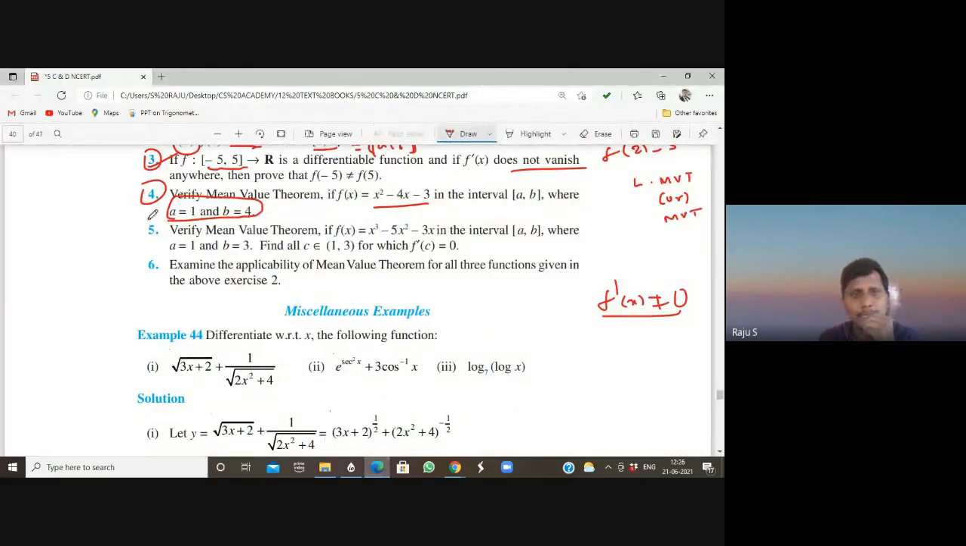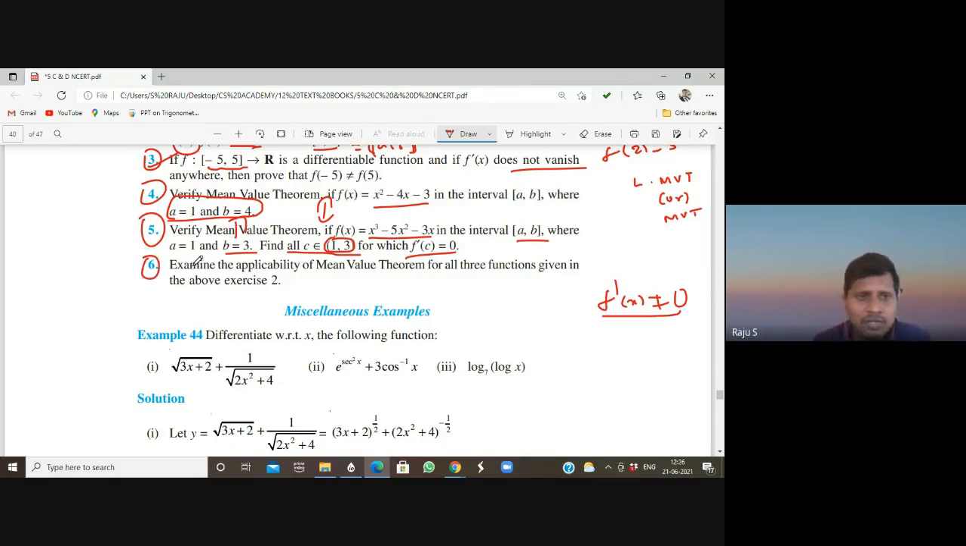Next question. Verify the mean value theorem. Find all c. It is the same procedure you can do. Both will be the same kind; just the function is different and the b values are different. Instead of 4 they have given 3, so we can do the same procedure. Is it clear? The fifth one you can do like the fourth one.